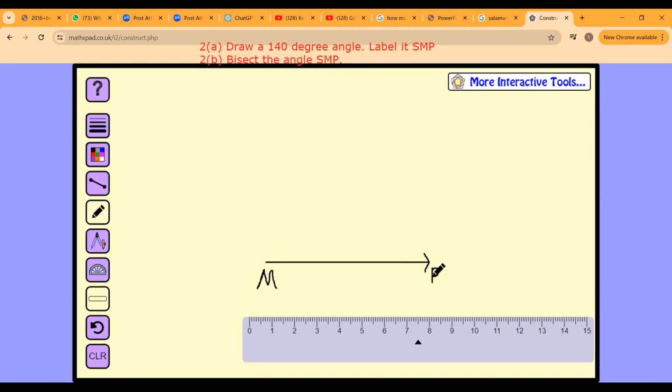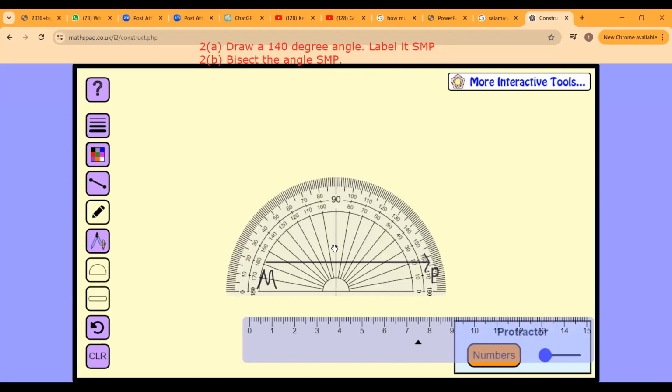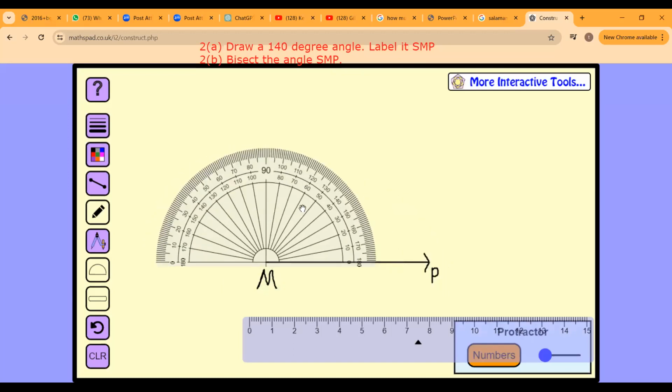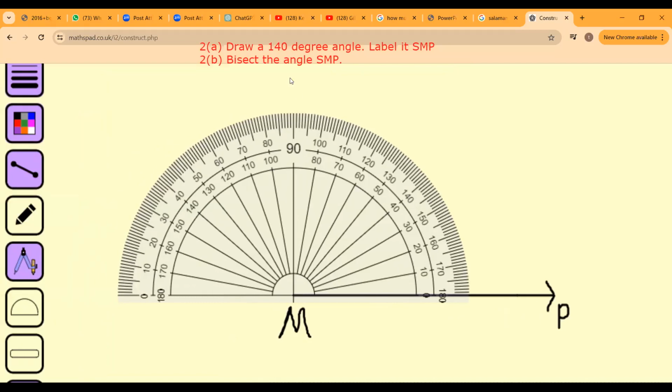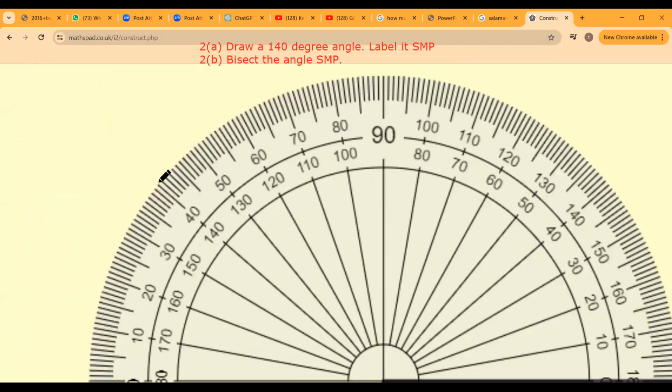All right, now we need to draw the angle. What's the measurement, Samantha, of the angle that we're gonna draw? 140. Very good. It has to be a 140-degree angle. And so we're gonna go right here at 140, and then we're going to place a dot right here on 140. So that's 140 degrees. We have to draw that angle.